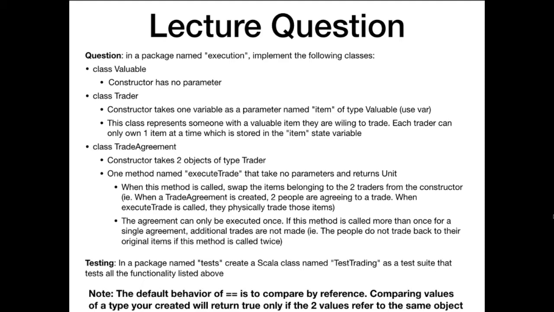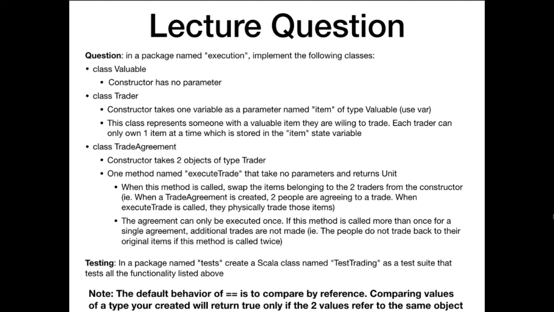So this lecture question, write 3 classes in the execution package. The first class, just a class named valuable, which will represent some valuable item with no known properties, at least in our programs. It has no constructor parameters, it has no methods, it has no state variables, nothing really known about these variables. It's just an object. And the main part of this assignment is, how do we work with this thing? We have nothing to check. How are we going to write some testing that works with an object that has nothing for us to test? That's one of the big things we want to talk about for this one.